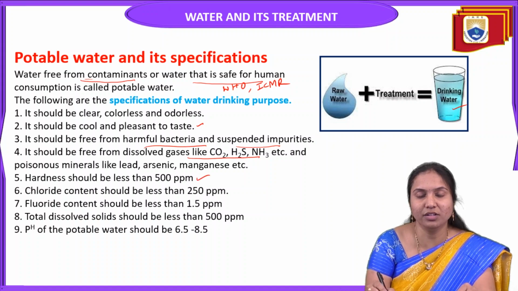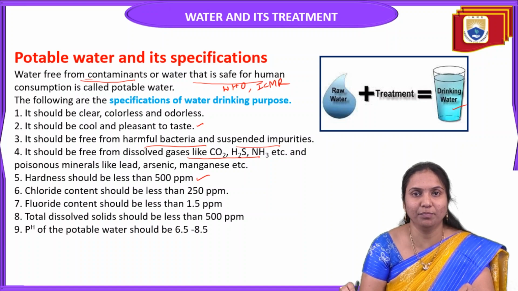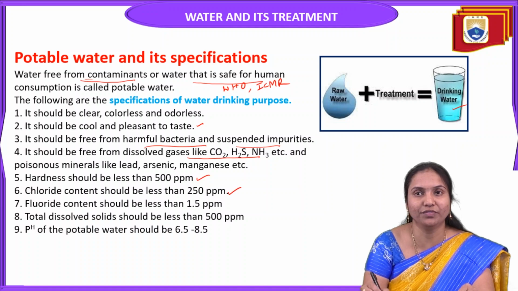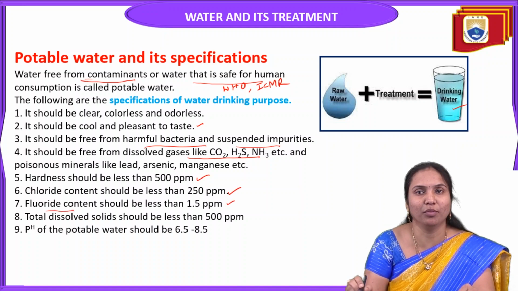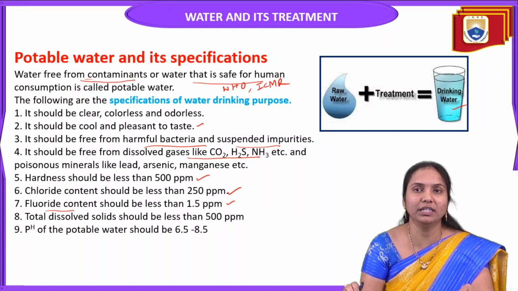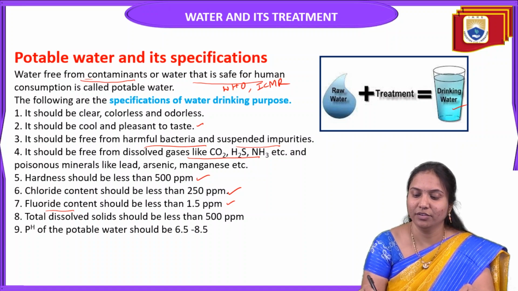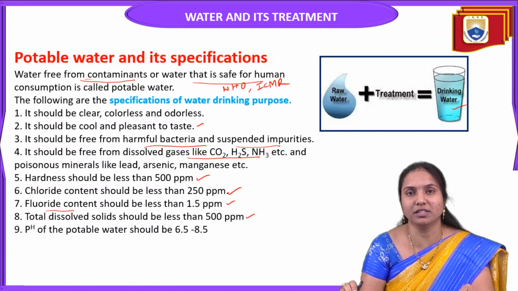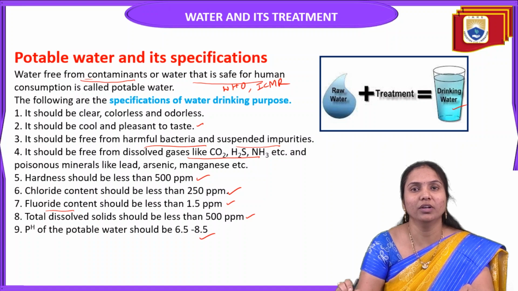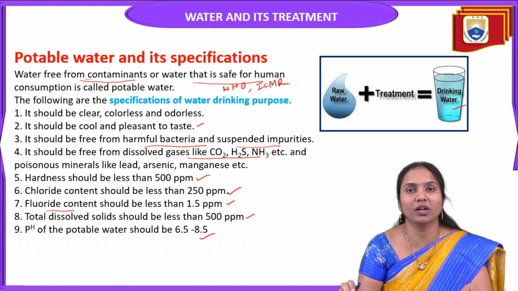And the total hardness should be less than 500 ppm, chloride content should be less than 250 ppm, fluoride content should be less than 1.5 ppm, and total dissolved salts less than 500 ppm. And the pH of potable water should range from 6.5 to 8.5. So this water is considered as potable water.